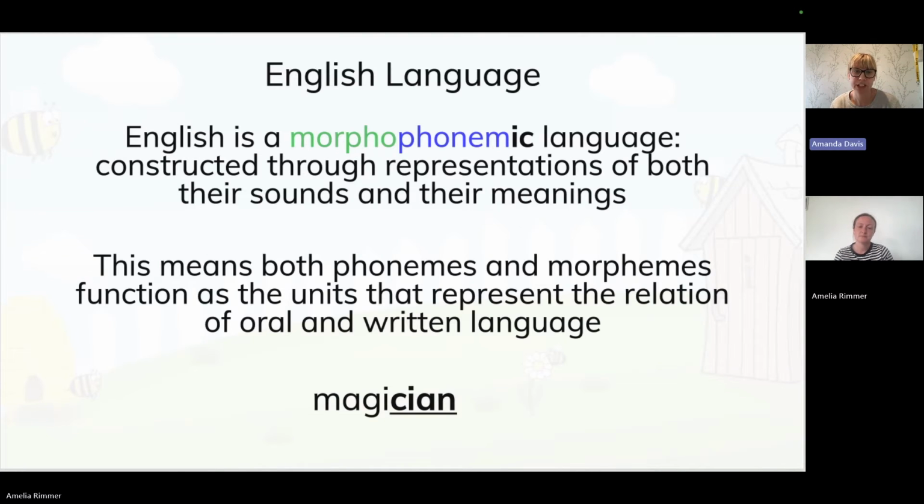So English language is a morphophonemic language, and that basically means it's represented through both its sounds and its meanings. So both the phonemes and the morphemes, they function together to represent and correlate. So if we take the word magician, for example, children can use the morpheme magic as the base, and that can give them a clue into magician. So it shows the link between them because you're getting that sound from magic before it, and that's why it's used as a C instead of the sh sound.